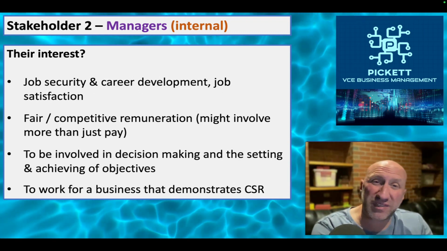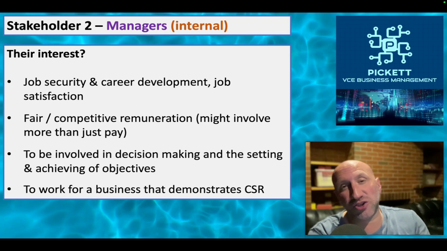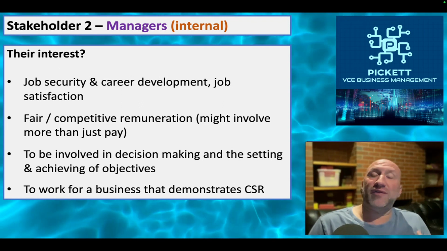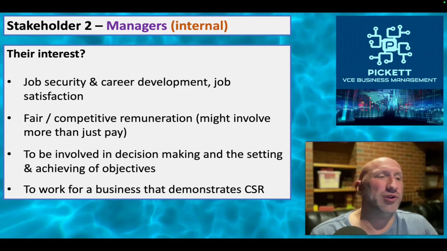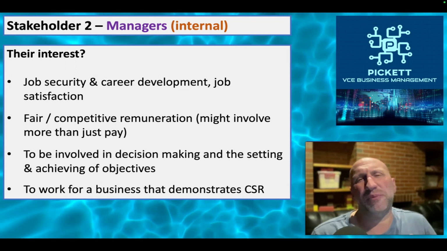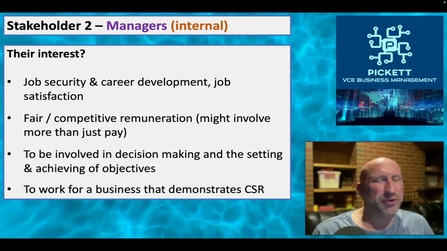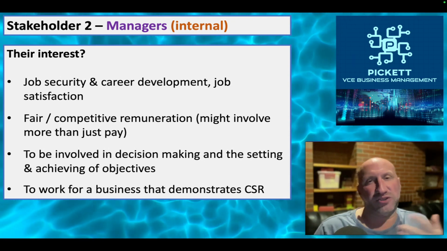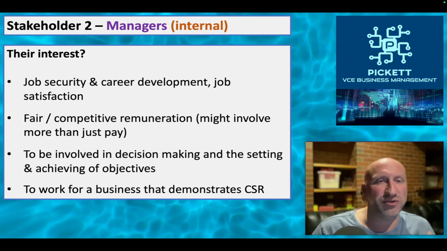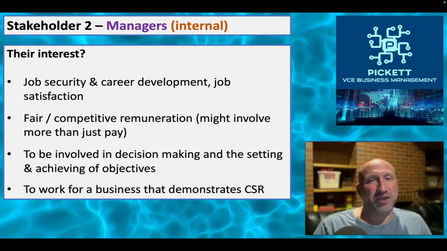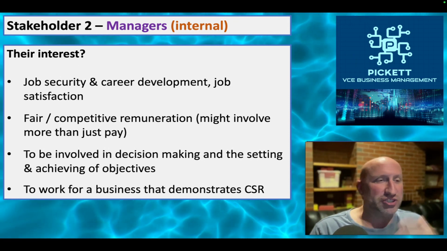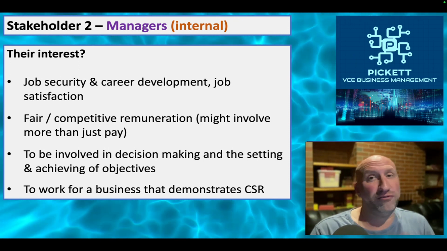They're looking for career development, looking for job satisfaction, all of that kind of good stuff, which you guys, if you have a part-time job at the moment, you're probably not looking for a lot of that stuff. You might be looking for job satisfaction, but you're probably not looking so much for security and career development because this is your part-time student job. This is not, generally speaking, the career that you're looking to do after school. But a manager in a business, generally, this is the sort of thing they're looking for from that job.